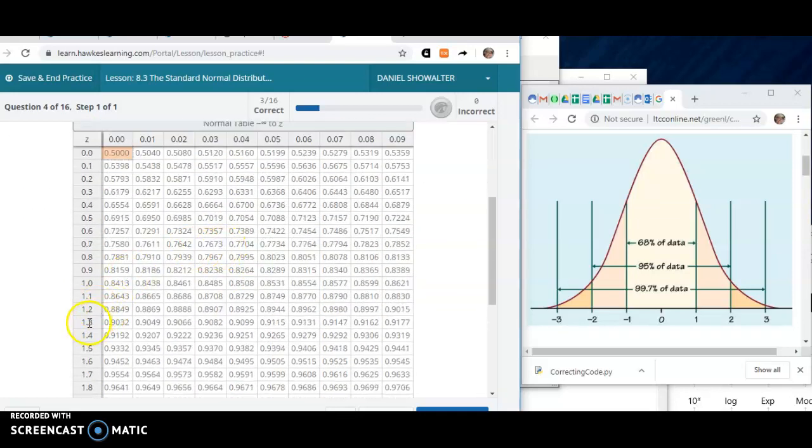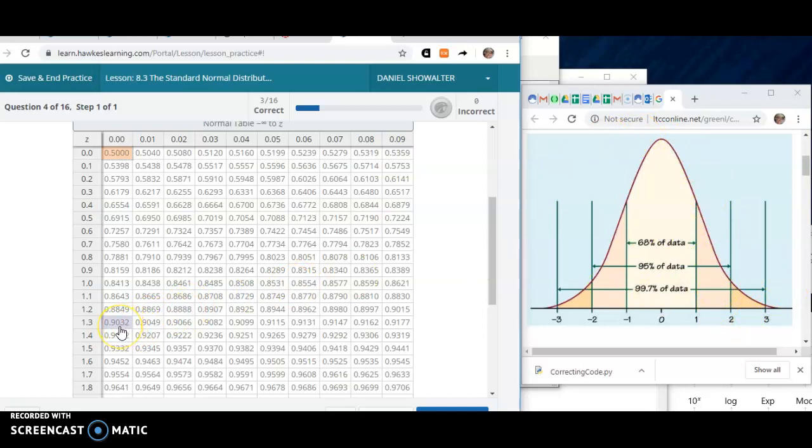So if I look 1.30, that's going to give us this first column because of that 0, 1.3. And this is not quite the answer we want. This is telling us that 90.32% of the data is to the left. These numbers are always to the left of any given z-score. So that's the chunk of data right here. But what we want is everything except that. We want the chunk that's to the right of the 1.3, not the chunk to the left.